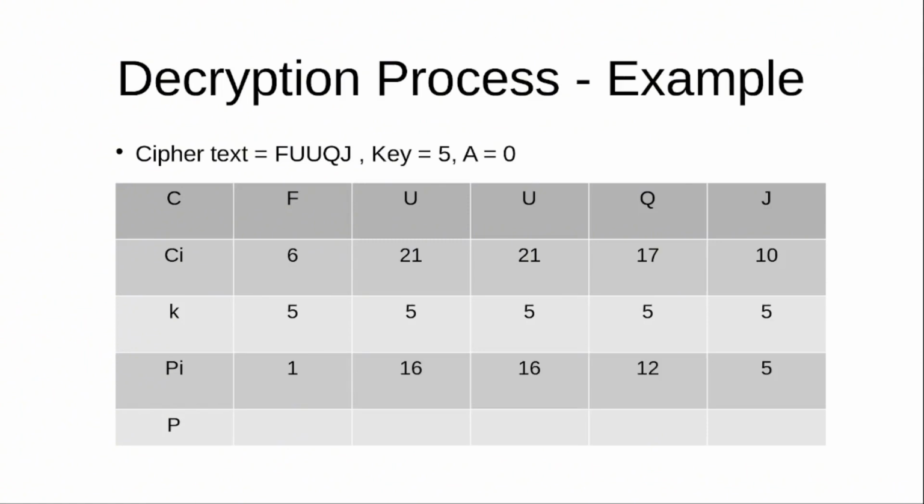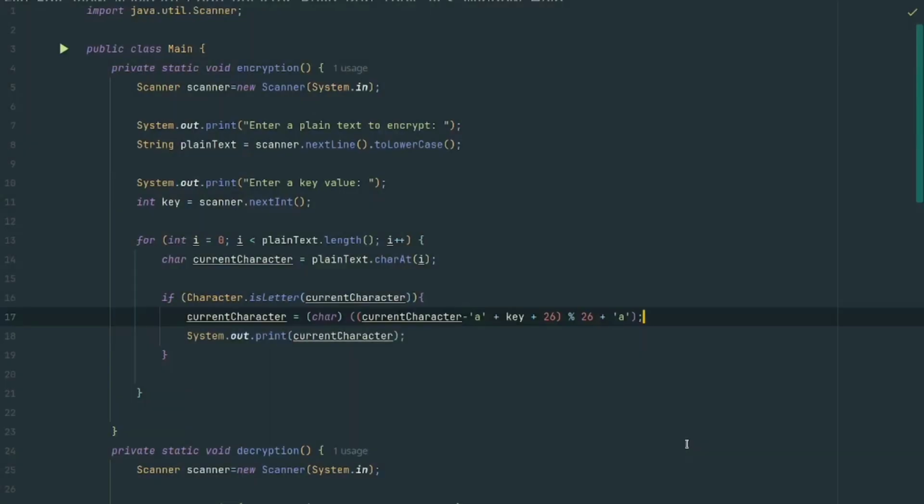Moving on, we will simply do the equation of C minus K. As we can see, no value is greater than 26 or smaller than 0. We will simply convert the numbers to the corresponding alphabetical value. And here we have got the plain text again. Let's take a look through the code for the Caesar cipher algorithm.